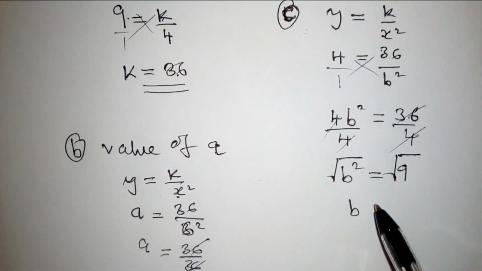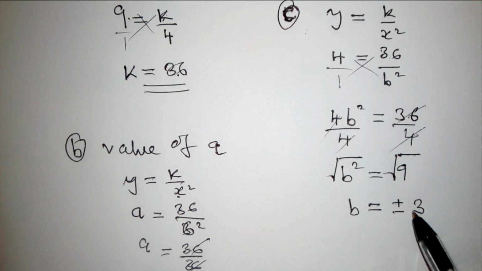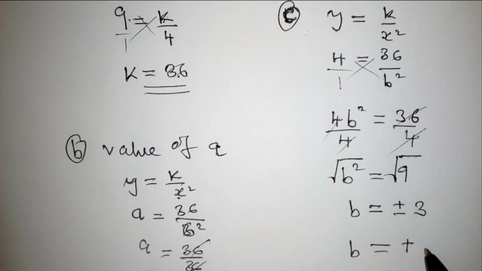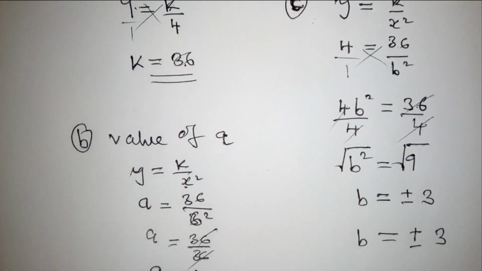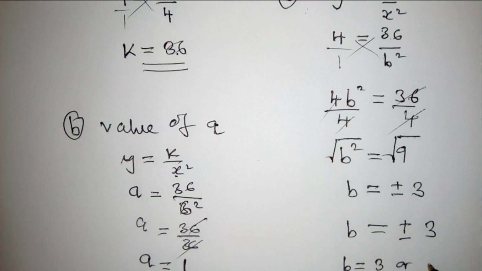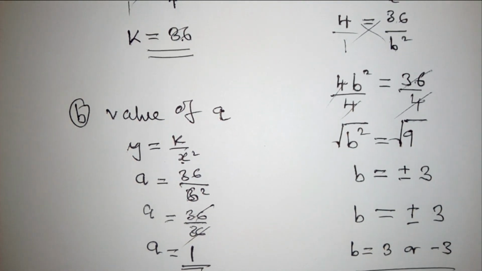Then the other side, here when we square, we have two answers, positive or negative 3. So the value of b is equal to positive or negative 3. There are two answers. Let me write them like this. B is equal to 3 or negative 3. So these are the two answers of B.